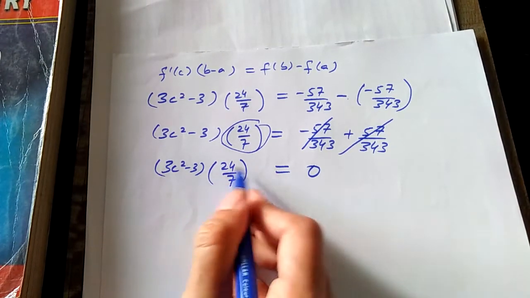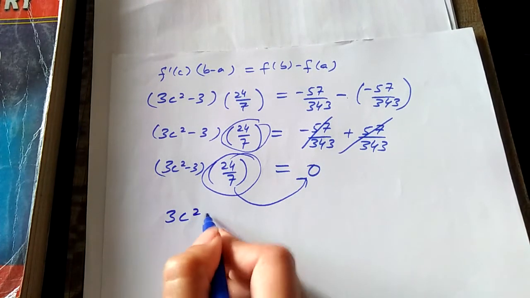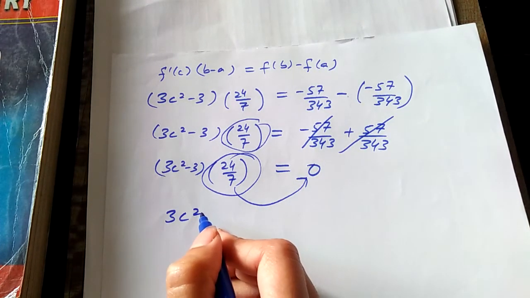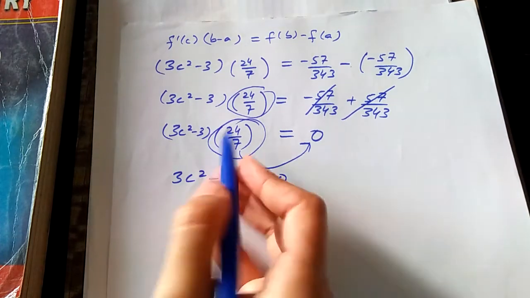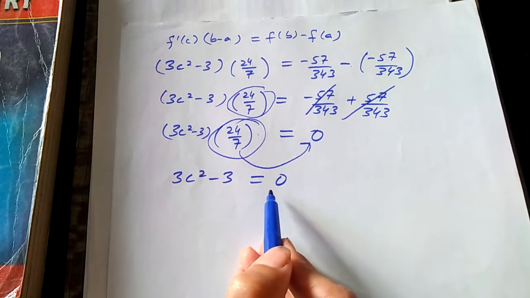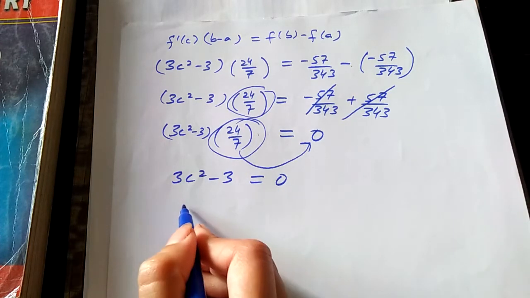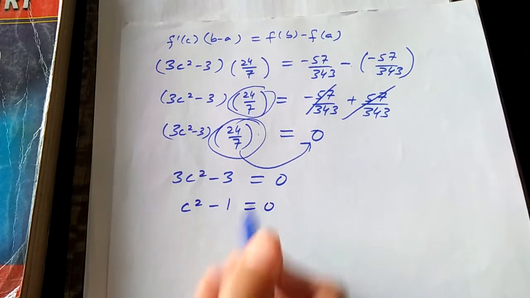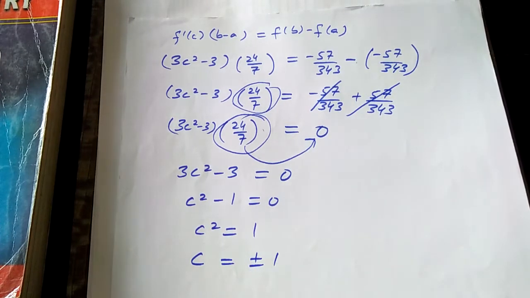Now cross multiplication, I am moving this constant to this side and I will be left only with 3c square minus 3 equals to 0. This whole bracket is multiplying with this term, it will divide here with 0 and it will make it 0. Now I am dividing both sides by 3, I will get c square minus 1 equals to 0. So c square is equals to 1, so c is equals to plus minus 1.